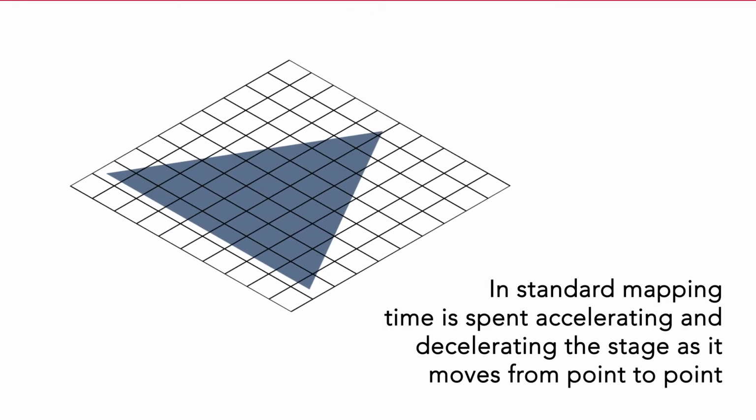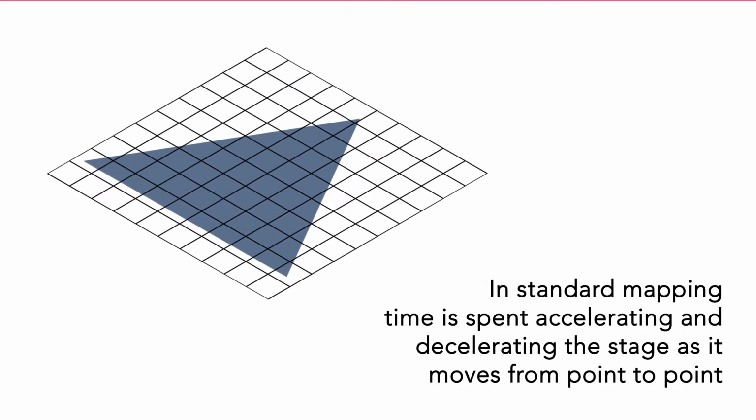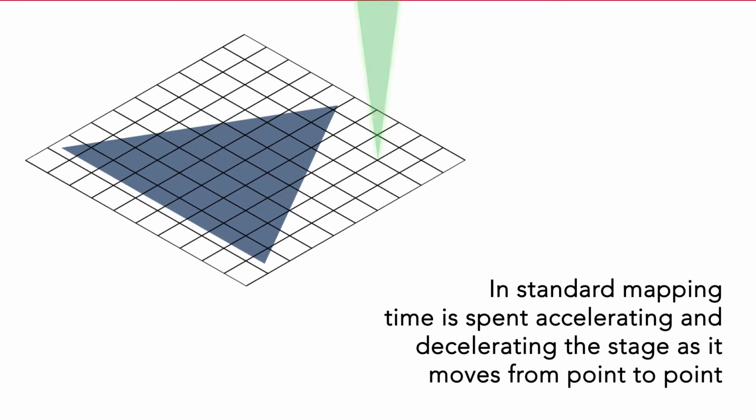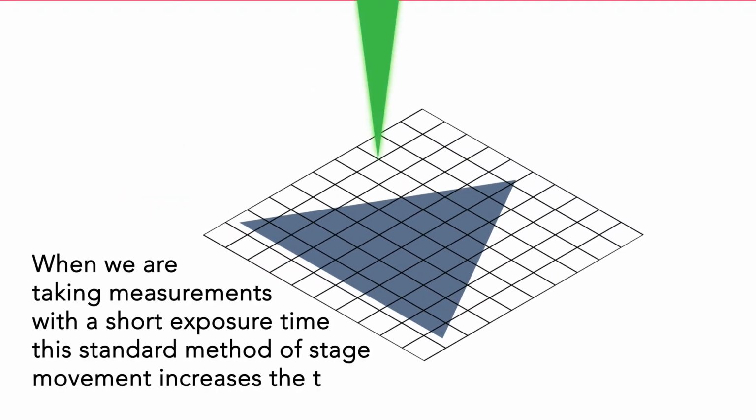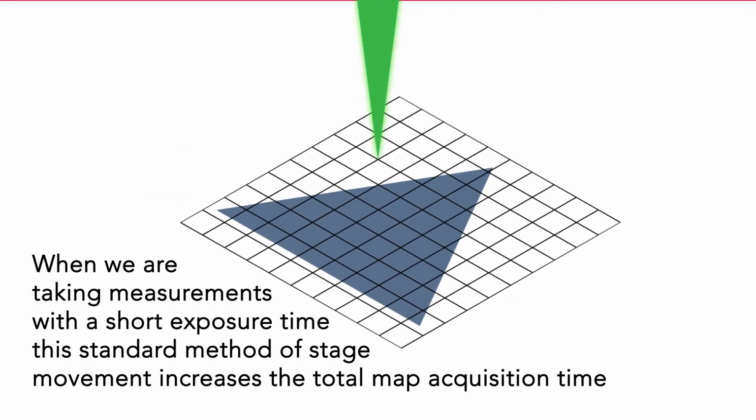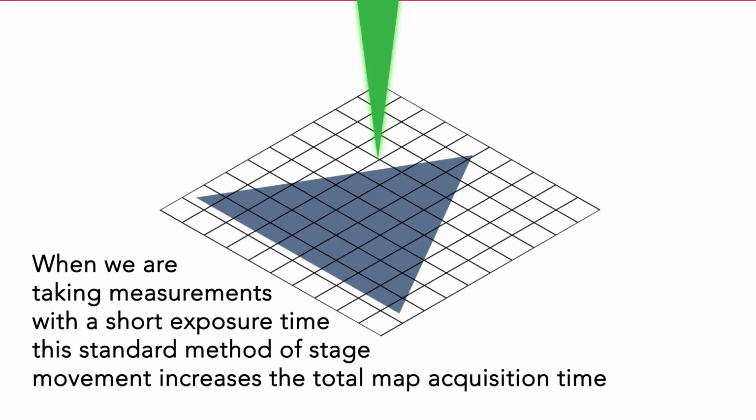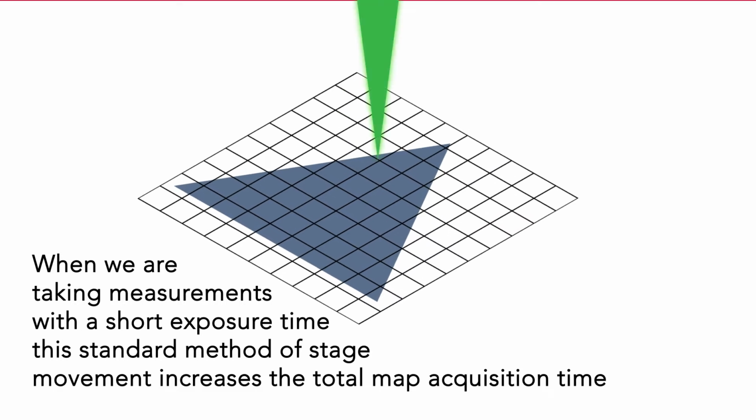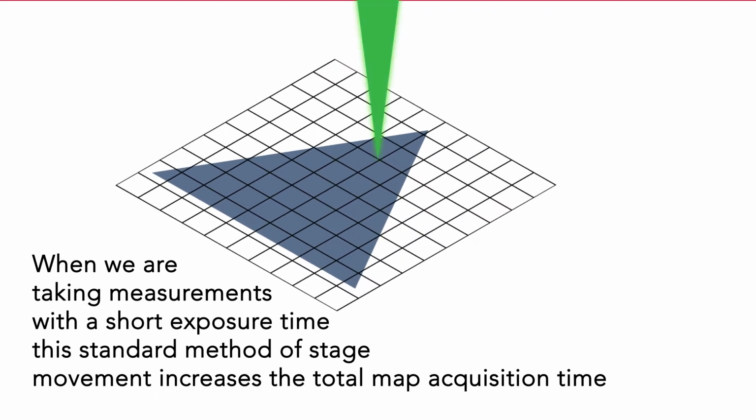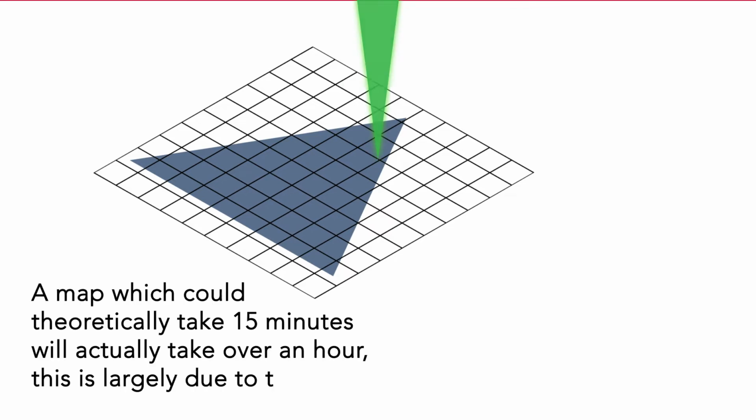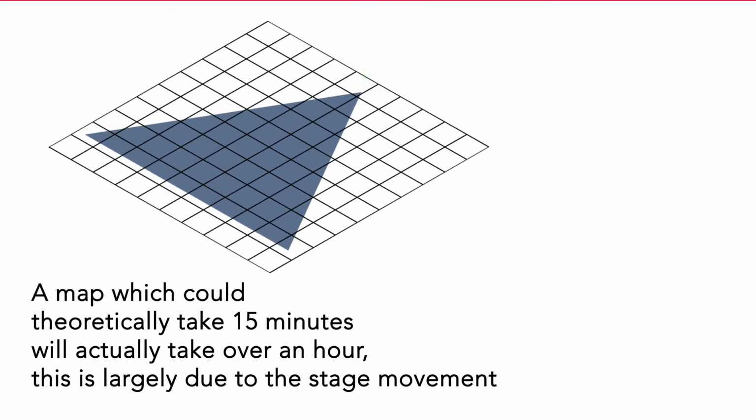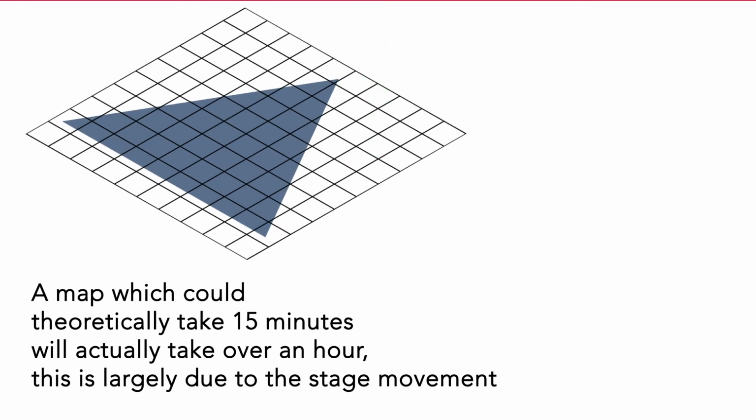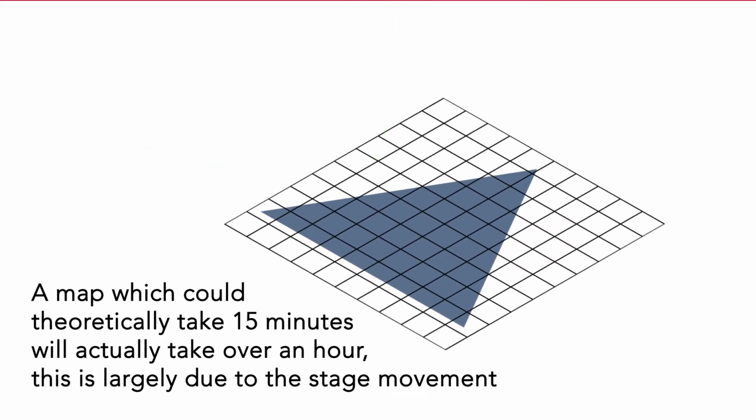In standard mapping, time is spent accelerating and decelerating the stage as it moves from point to point. And when we take measurements that allow short exposure times, this standard method of stage movement actually increases the total map acquisition time. So for example, a map that could theoretically take 15 minutes will actually take over 1 hour due to this method of stage movement.